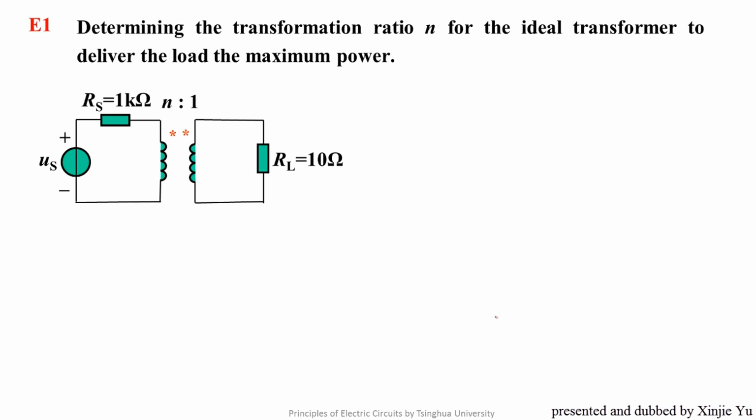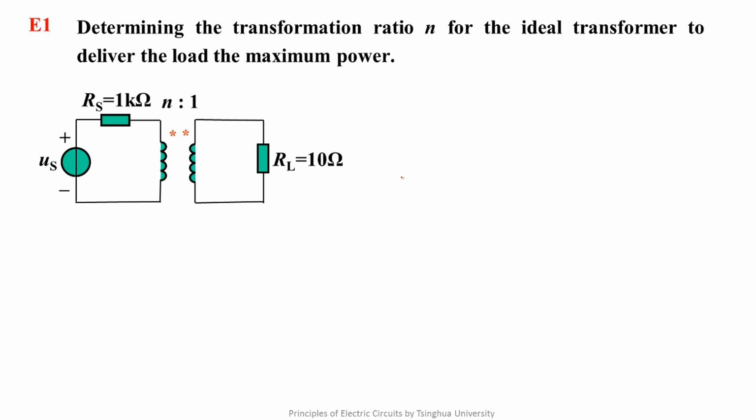Next, let's look at the example about the impedance conversion of the ideal transformer. This is a voltage source with very large resistance. That is to say, it is very likely a model of the current source. The load is 10 ohm resistance. Through the impedance conversion of the ideal transformer, the load can achieve the maximum power.